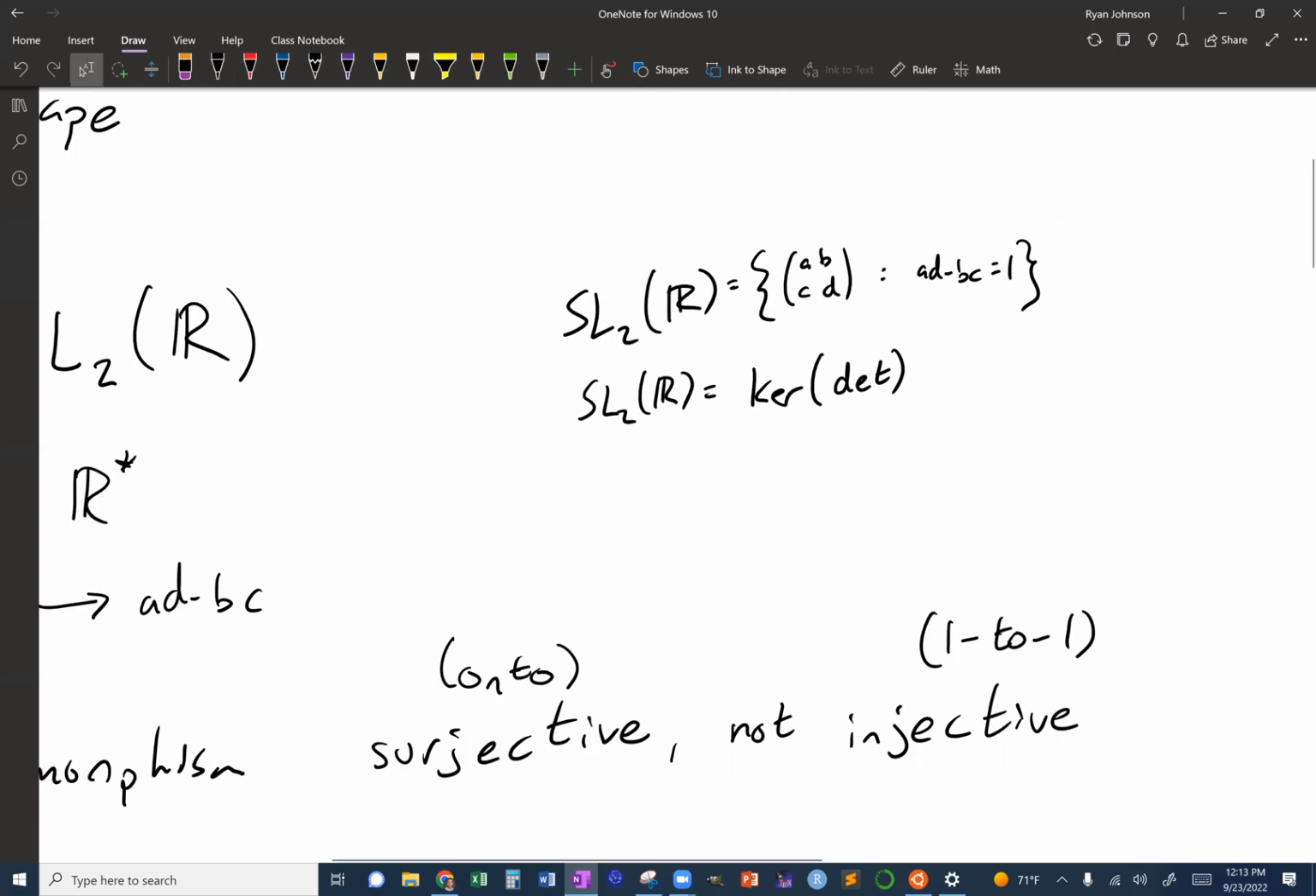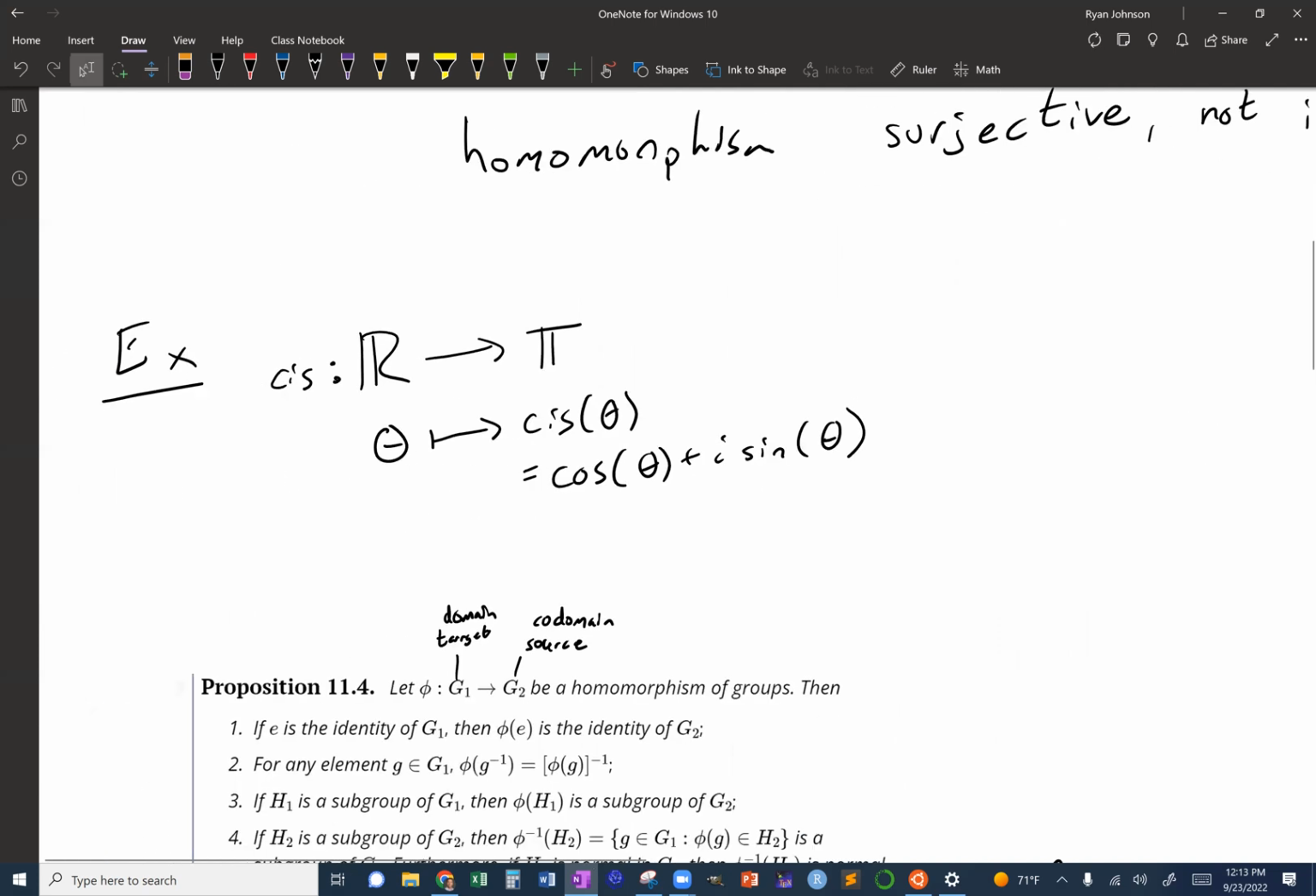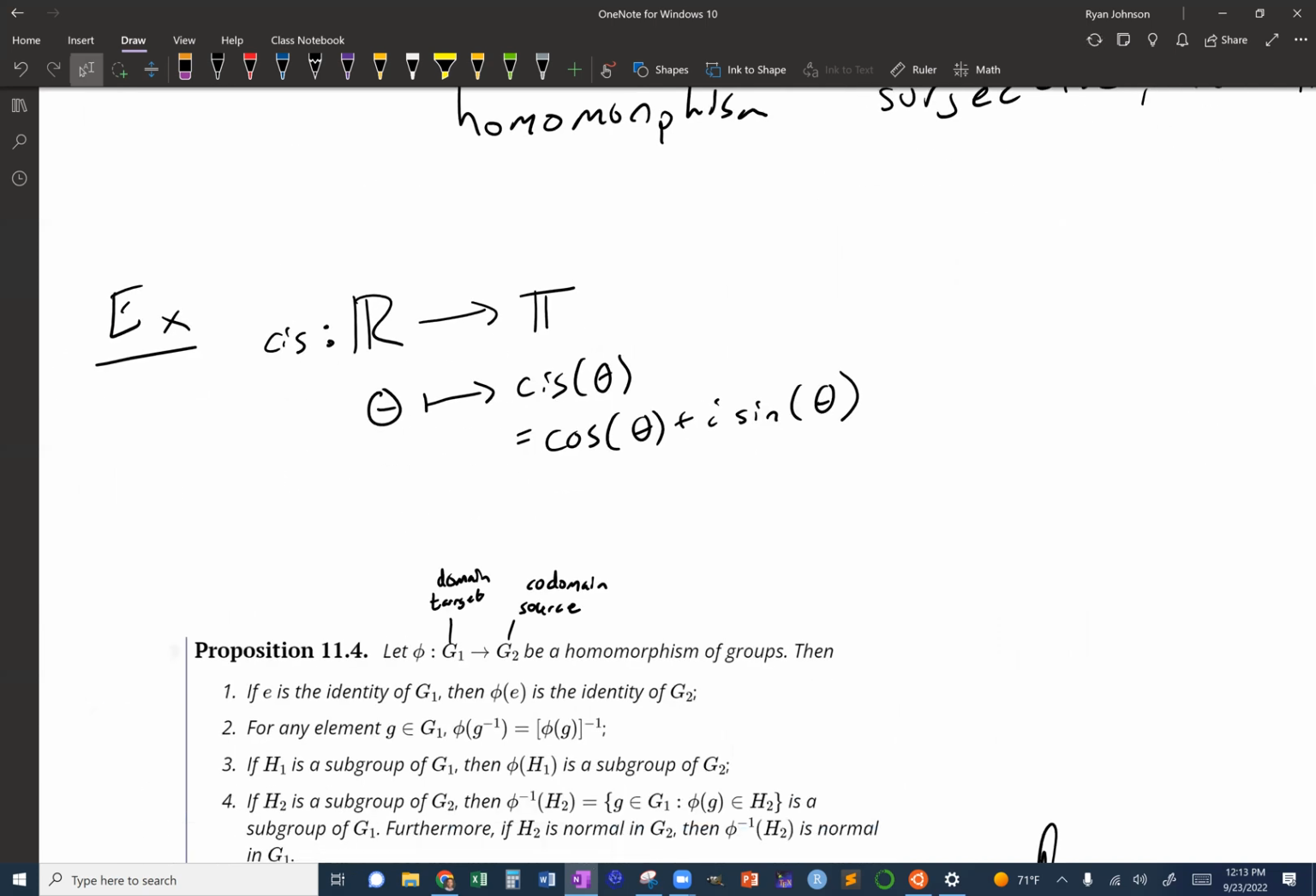Okay. What about this function that sends real numbers to the unit circle? What's the kernel?